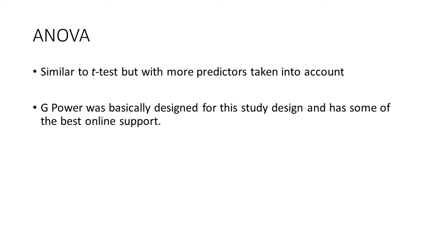So with analysis of variance, it's going to be very similar to a t-test, except it's going to take more predictors into account. And this is literally what GPower was designed to do. GPower was designed for analysis of variance. And honestly, if you look at the GPower manual, it's got the most support for it. And so analysis of variance is really easy to do under the F table.